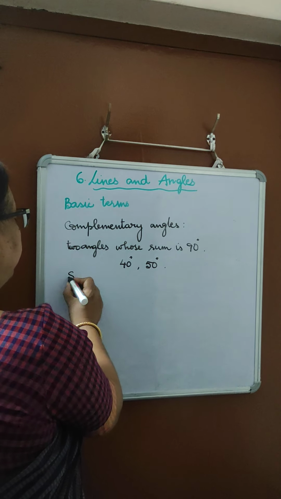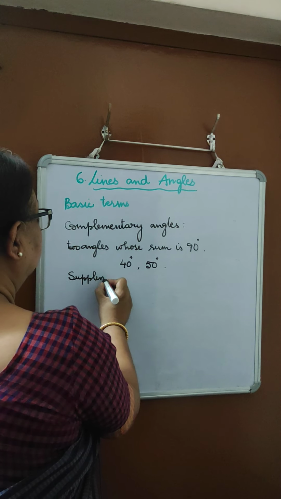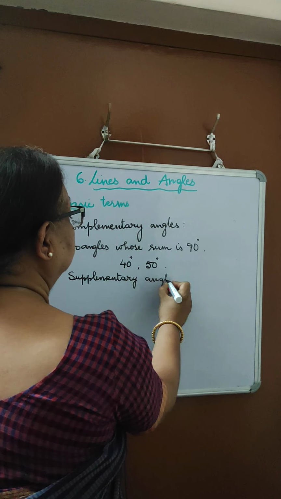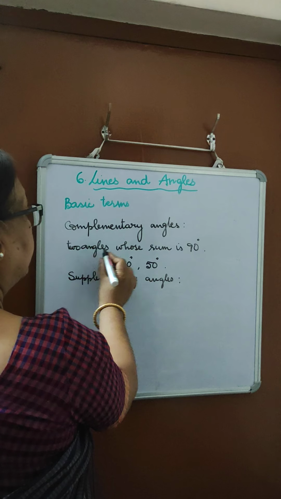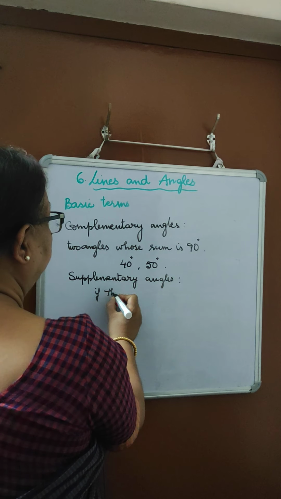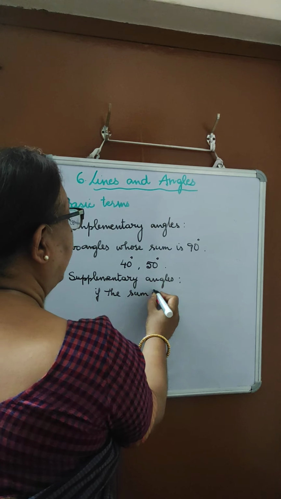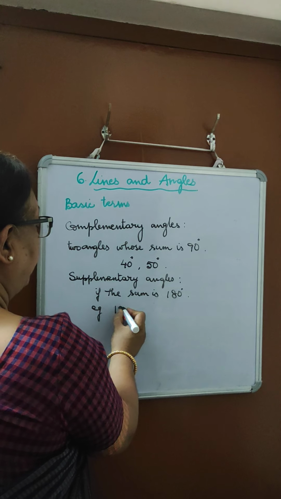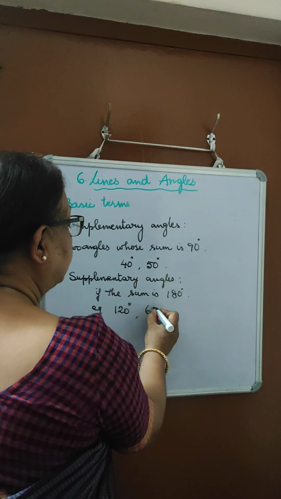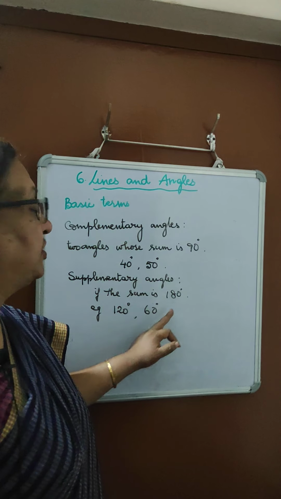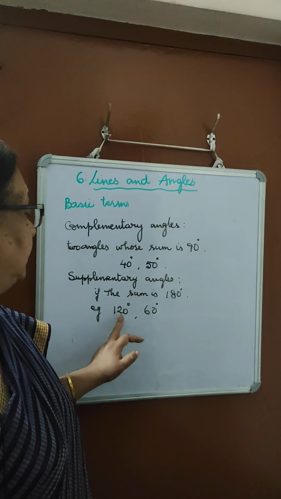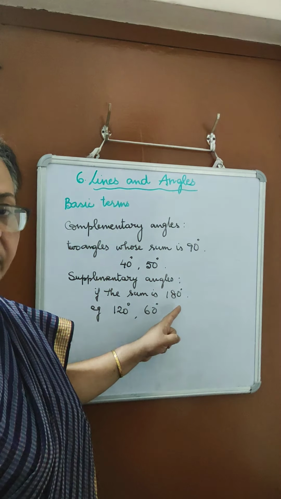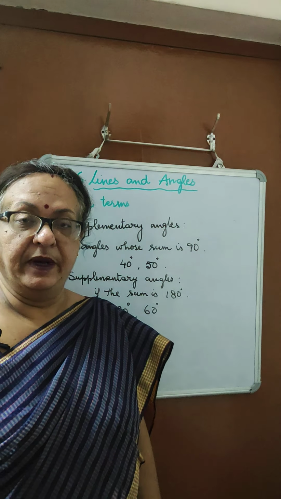Next, supplementary angles. If the sum of two angles is 180 degrees, for example, if one is 120 degrees and the other is 60 degrees, then their sum is 180 degrees. Therefore, these two are called supplementary angles, because their sum is 180 degrees. Okay, so complementary angles and supplementary angles.